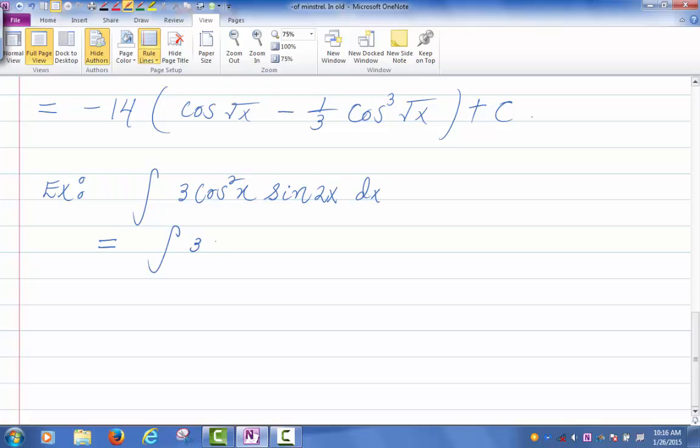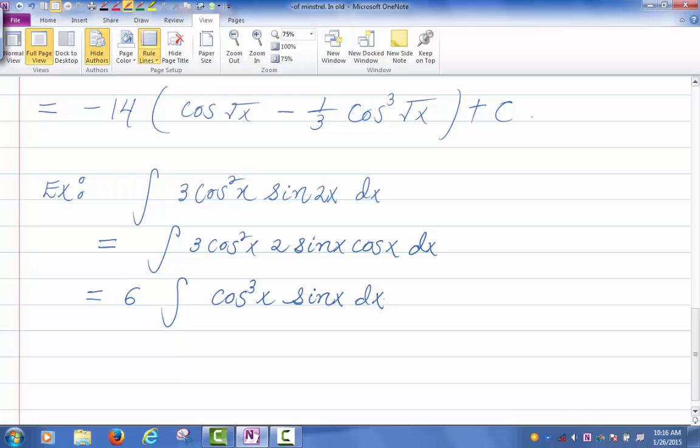So this would be 3 cosine squared x times 2 sine x cosine x dx. And so I can rewrite this. 3 times 2 is a 6, so I'm going to take it outside. And notice that I have cosine cubed x times sine x dx, right? You agree with that?